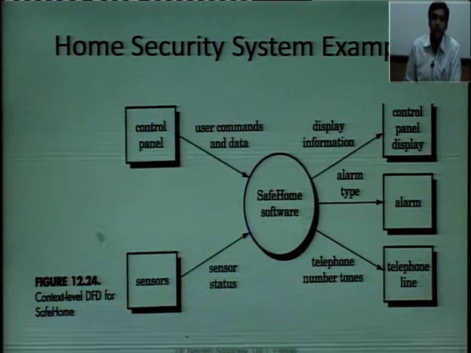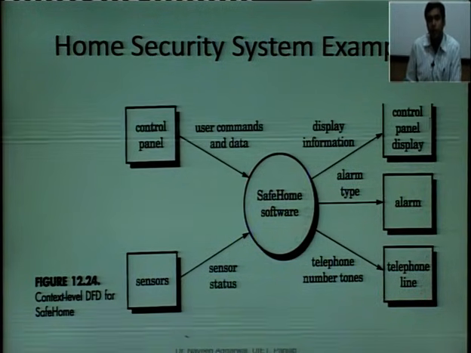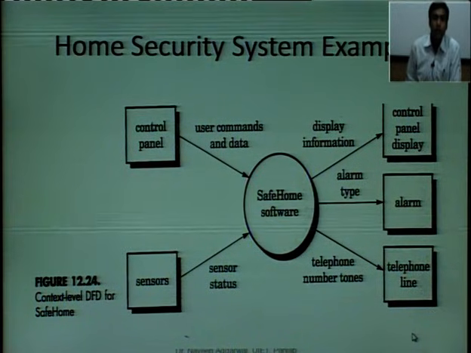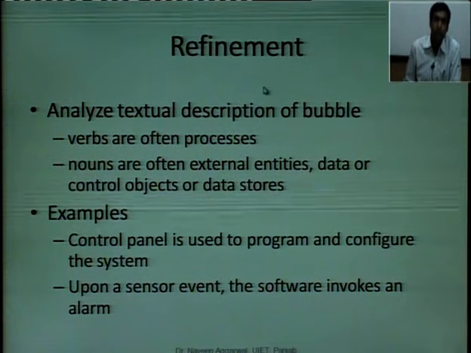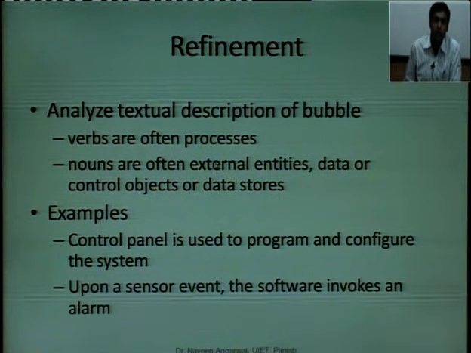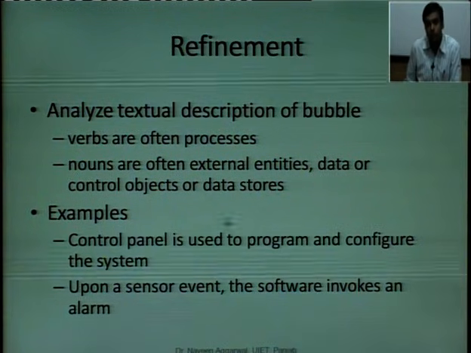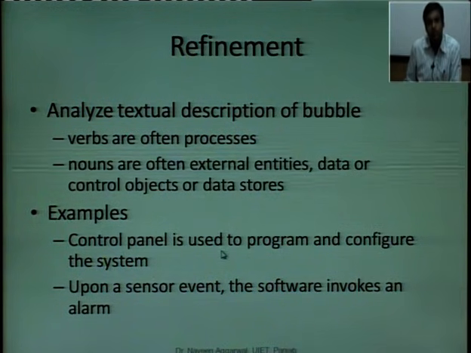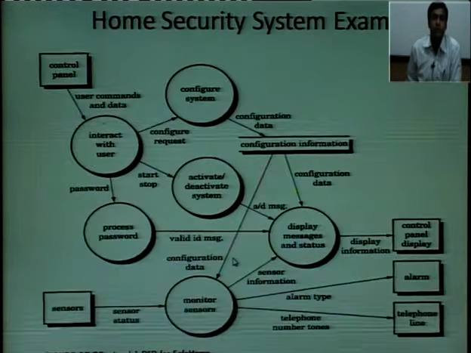Now in the first diagram we can understand from where input is coming and where output is going. Now we can elaborate it in the second diagram. To refine it, we have to describe each bubble. So in the control panel we can say what kind of input is coming, what kind of sensor events are there. So we can accordingly further describe it.